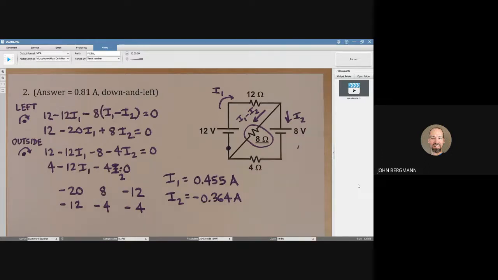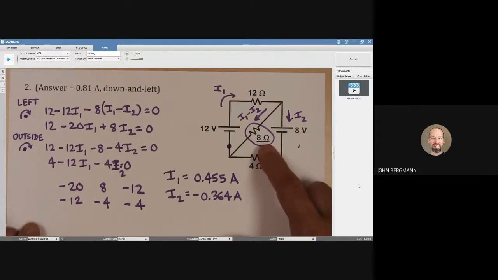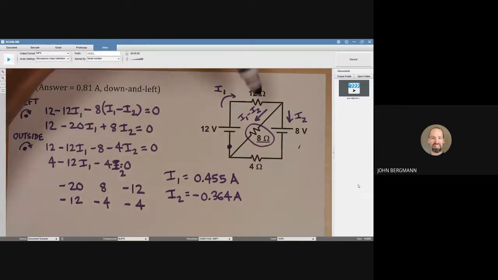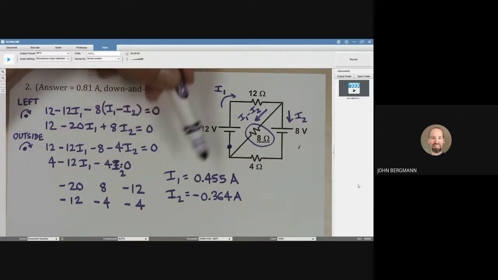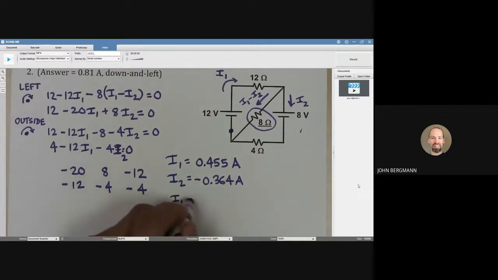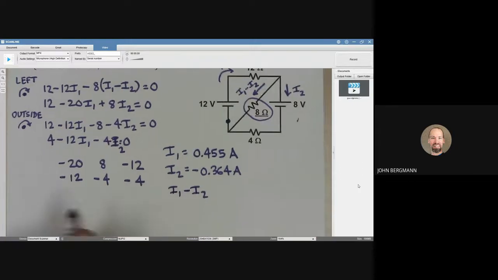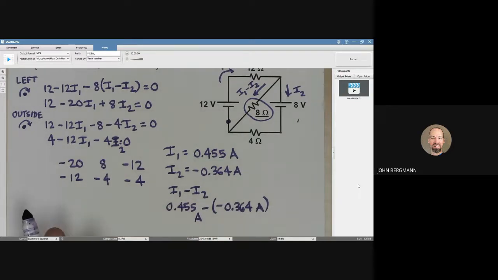No big deal. Now, all along we've wanted to find what the current is in this 8 ohm resistor. The current that's flowing there is I1 minus I2, I1 minus a negative I2. So you have to take that into account. In effect, we are ending up adding these. I1 minus I2 is going to be 0.455 amps minus negative 0.364 amps. And you know what that gives us?